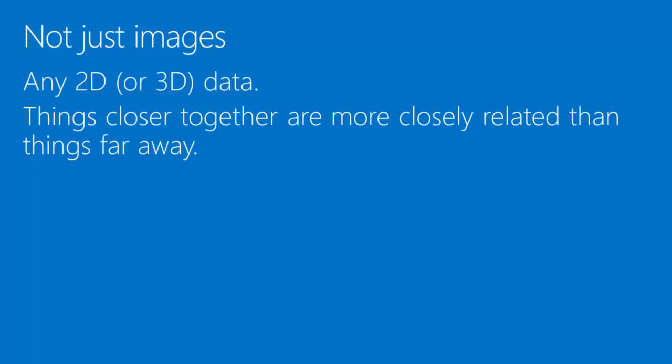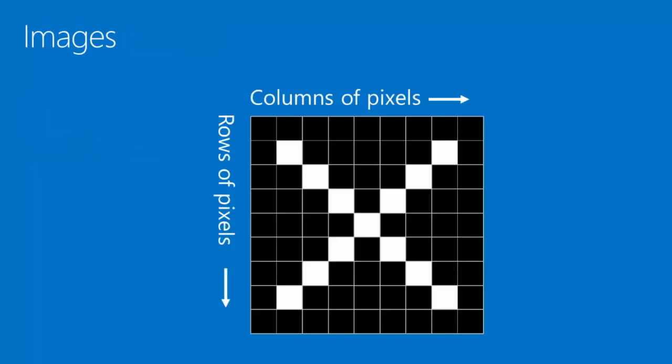Now, what's really cool about these, we've been talking about images, but you can use any two-dimensional or even for that matter, three or four-dimensional data. But what's important is that in your data, things closer together are more closely related than things far away. What I mean by that is if you look at an image, two rows of pixels or two columns of pixels that are right next to each other are more closely related than rows or columns that are far away.